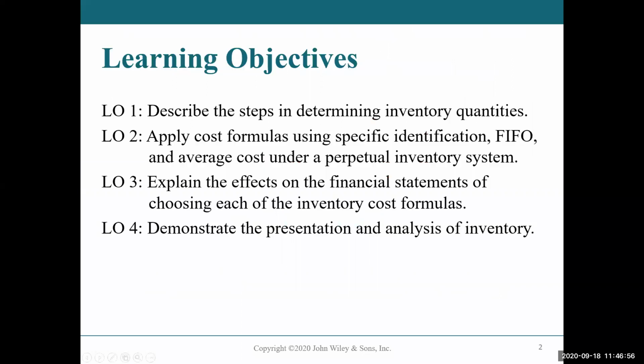Our learning objectives from this chapter are to determine the steps for inventory quantities. We will apply the cost formula for specific identification, first in, first out, and average cost under the perpetual inventory system. We will explain the effects on the financial statements of choosing each of these inventory cost formulas, and finally look at the presentation and analysis of inventory.